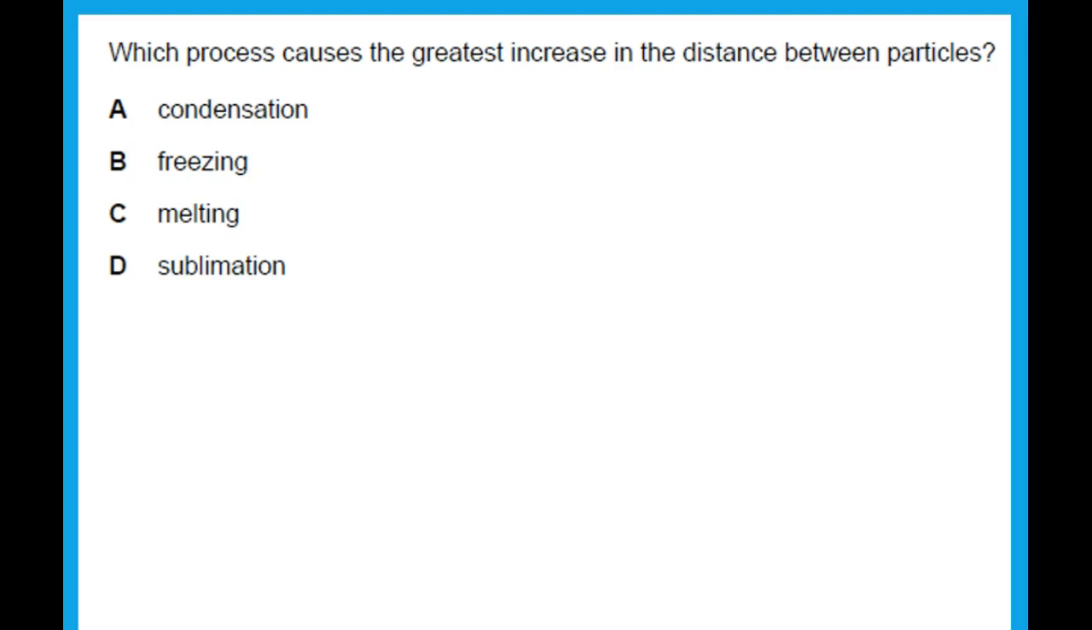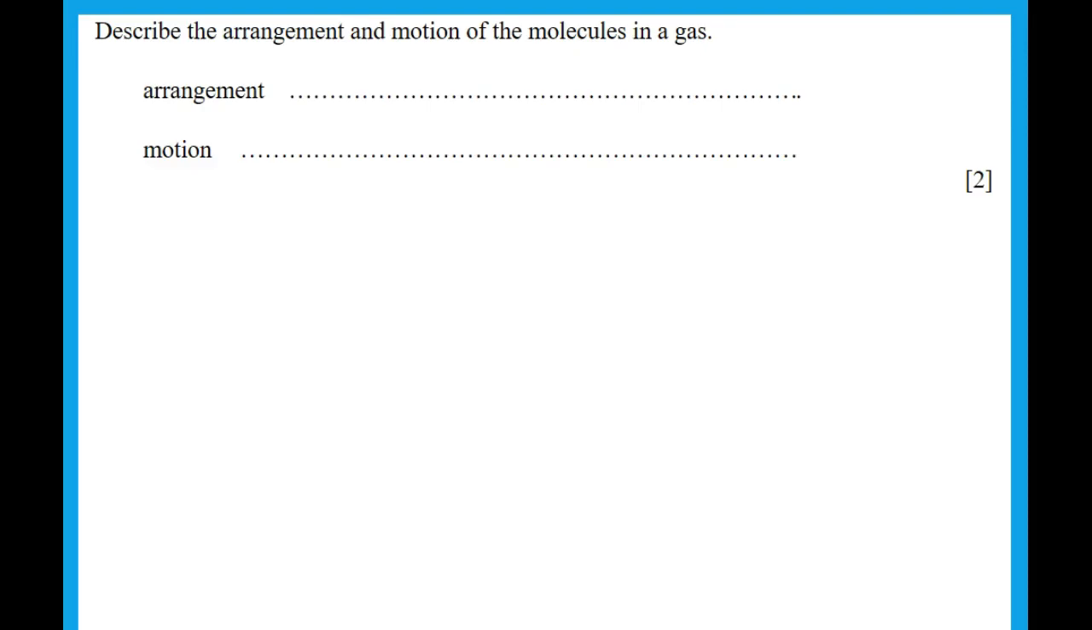What about melting? Melting is from solid to liquid, so the particles are moving away from each other. What is sublimation? Sublimation is from solid to gas. So which one is my answer for the greatest increase in distance between the particles? Sublimation. If I'm changing from solid to gas, that is the biggest increase in distance between the particles.